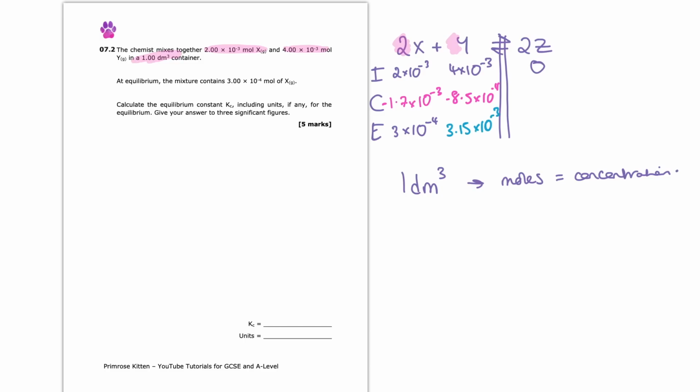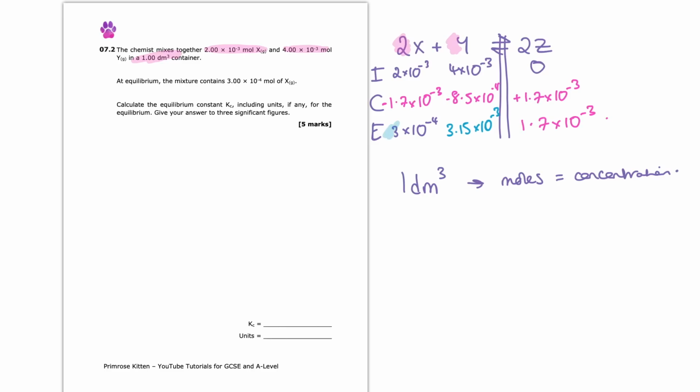Now over on the other side, because those are the products and the products are what we're making, it is going to go up, and because it is 2z, just like there were 2 x's, it's going to go up by 1.7 times 10 to the minus 3. So 0 plus that amount just leaves us with 1.7 times 10 to the minus 3. So we have all of our equilibrium amounts.